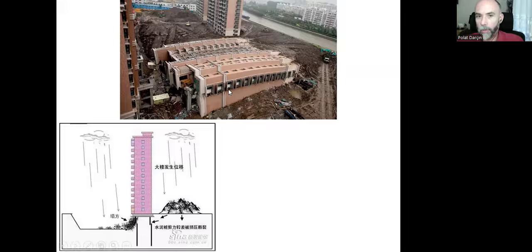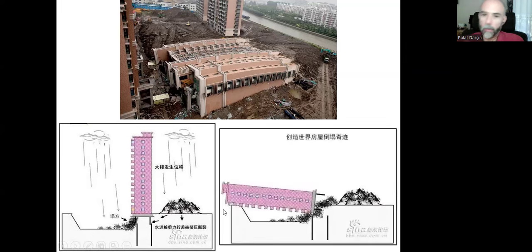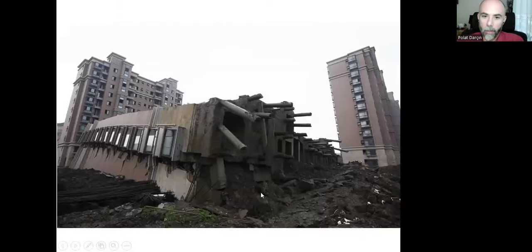During the construction of these housing blocks, probably. As you can see, they finished the construction of the building and they were doing the landscape construction, and they wanted to create this underground car parking area. They excavated the ground, and because of very heavy rainfall, there was this unsupported part, so the building just fell down like this.